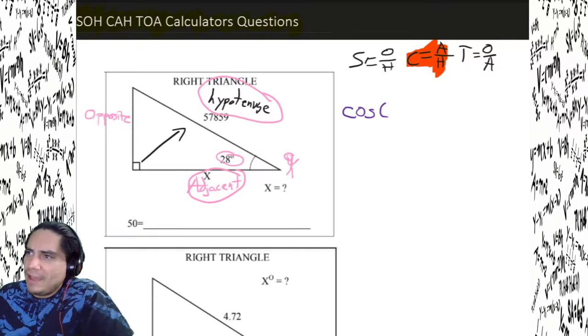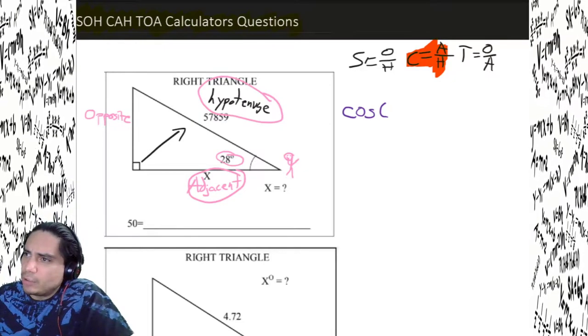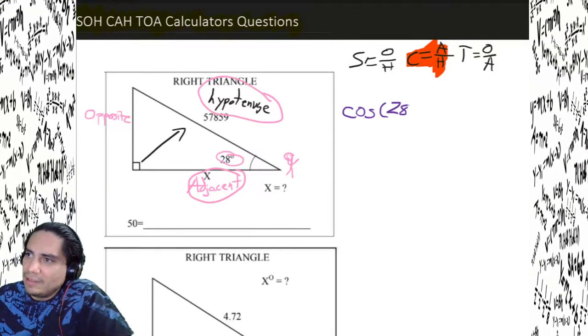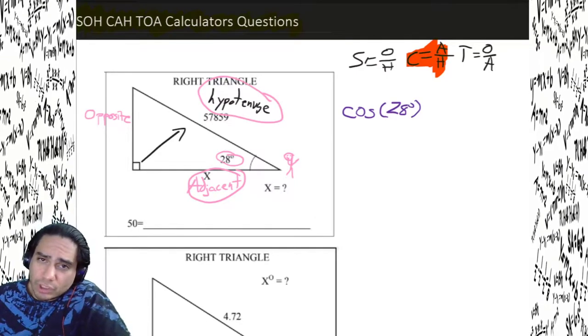So now I know that I'm using cosine. I'm going to write the cosine. Cosine of 28 degrees. Very important that your calculator is in degree mode when you do this problem.